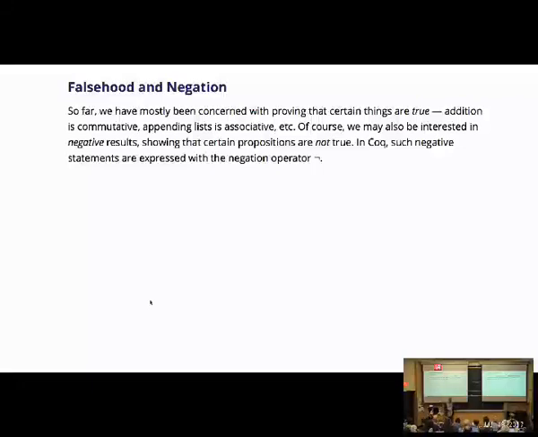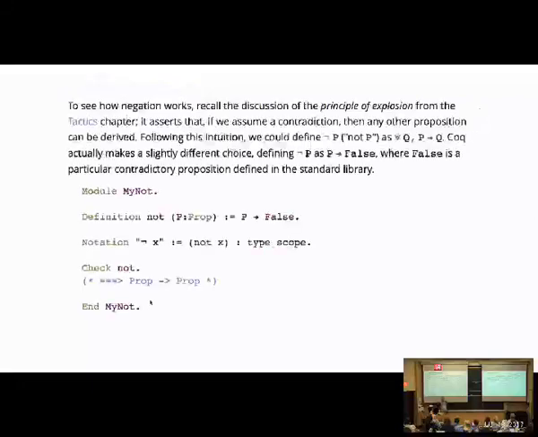So, we have conjunction, disjunction, we better have negation. Negation in Coq is a little, I find, a little harder to understand than conjunction and disjunction. Negation in Coq is defined to be, so not P is defined to be P implies false. Where false is a particular not provable proposition that's defined in the library.